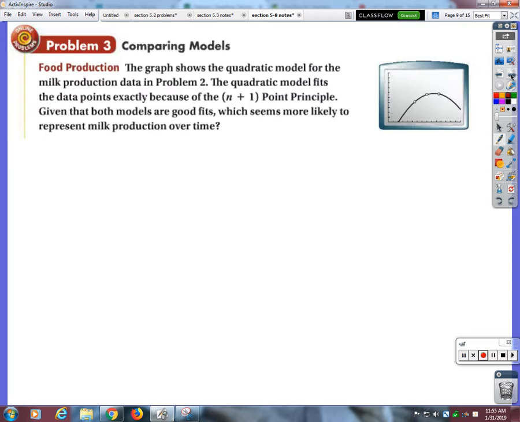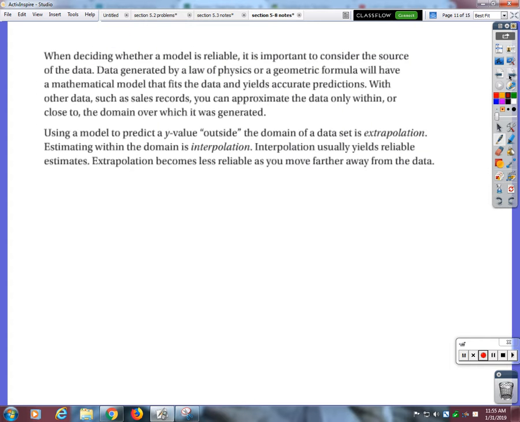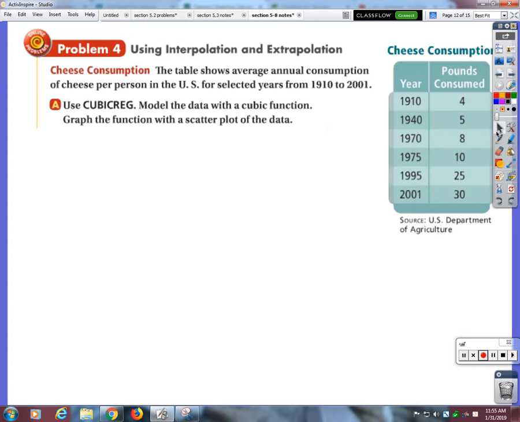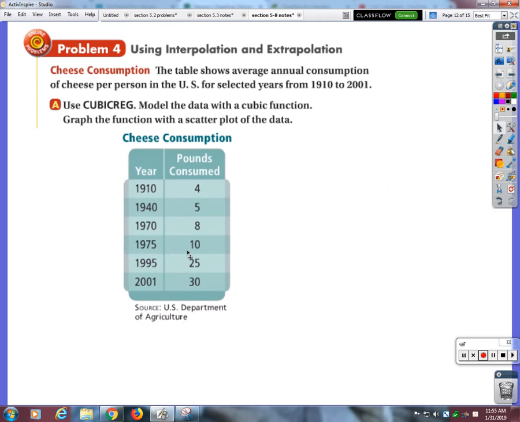This was a big learning moment for me when I did this with my first period class. This is actual real data about cheese consumption in the United States. Okay? So what this says is on all the different years, this is how many pounds of cheese the average American eats in a year, okay?